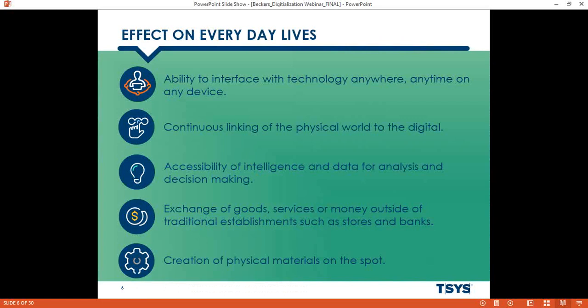It's an allowance in our economy for the direct exchange of goods, services, and money between parties outside of traditional establishments. And it is the digitalization of matter. We see it in 3D printing and creating physical materials right on the spot.